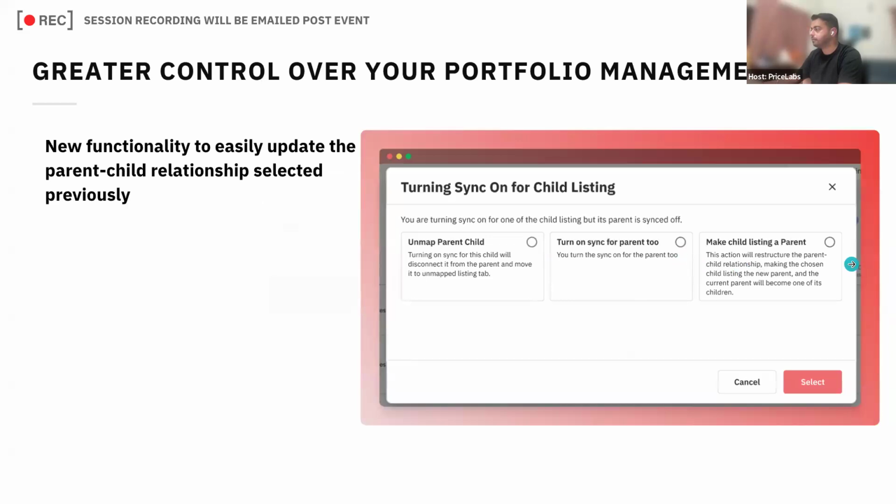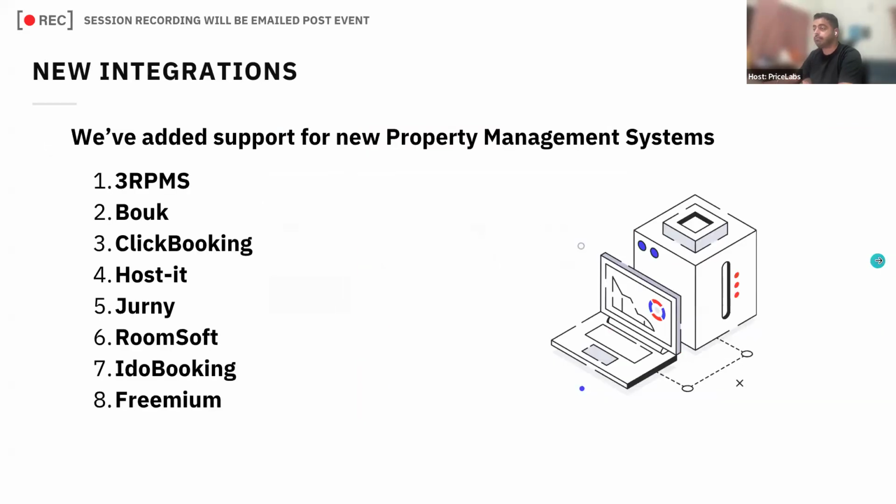Right. Yeah, that was one more change that we had done. Lastly, a bunch of changes in the property management systems that we support. We have added 3 PMS: Book, Click Booking, Hosted, Journey, RoomSoft, IDO Booking, and Freemium to the list. There might be some use cases of portfolio analytics that might not be available on all of these by default, but in the coming months, we'll enable those as well.